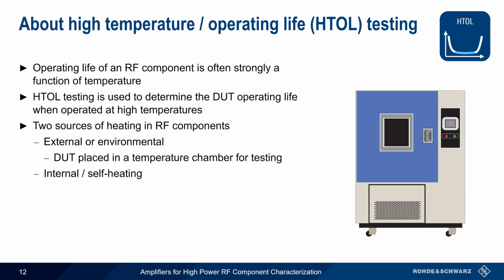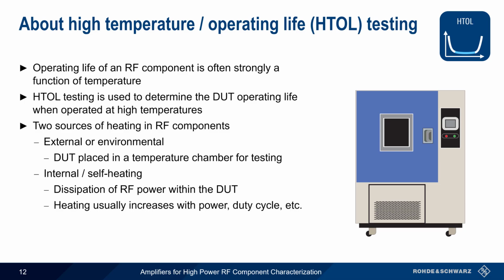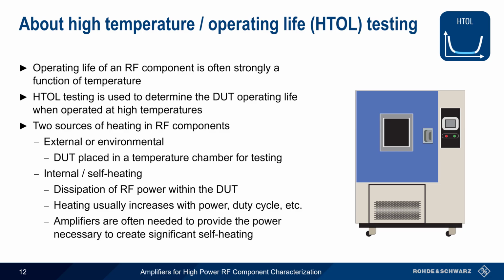The other source of heat is internal or self-heating, created within the DUT itself during operation. All RF components dissipate some of their power as heat, and the amount of internally generated heat usually increases with input power or output power, with duty cycle, etc. In the second case, high-power amplifiers are often used to provide the input power needed to create significant self-heating.